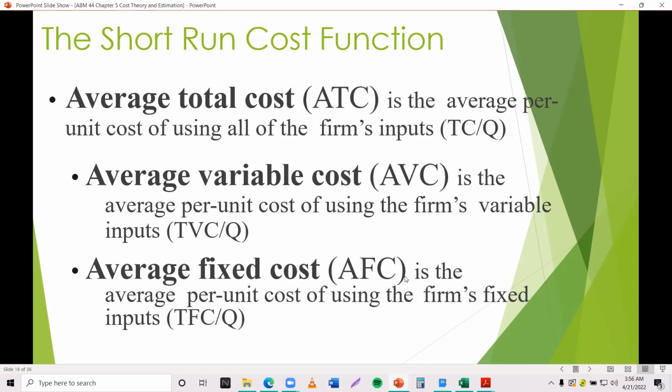Next is average fixed cost. We have AFC here. It is the average per unit cost of using the firm's fixed inputs, such as TFC over Q. From the word itself, fixed cost. So average fixed cost is more on the total. Based on the total, how much would be the average cost acquired by the company or used. So these are some of the short-run cost functions, ATC, AVC, and AFC.